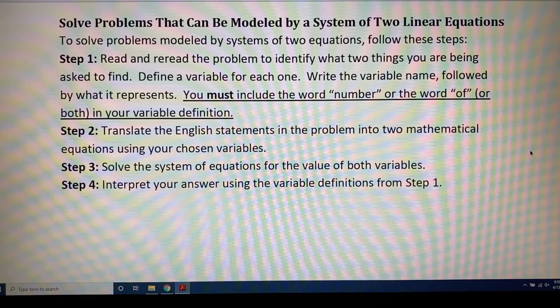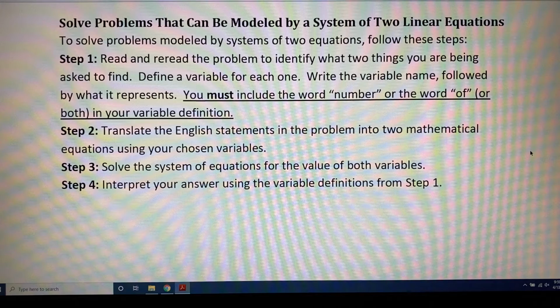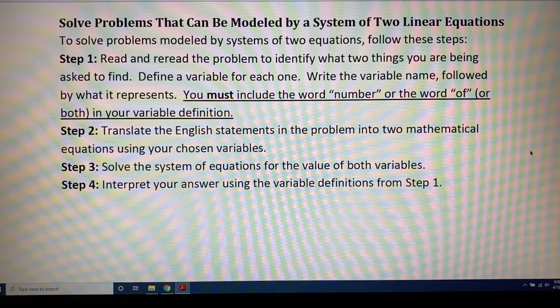This is the most important part. It's the most important step. And it's also the step that most students tend to skip when they are solving problems from this section. So I implore you, do not skip step 1. You need to get really good at step 1.